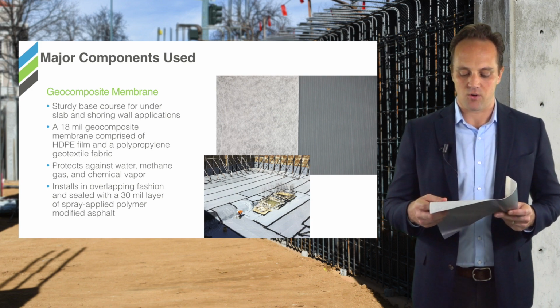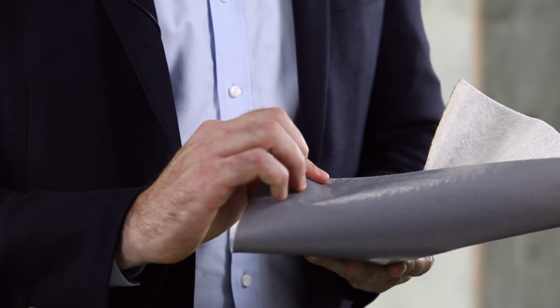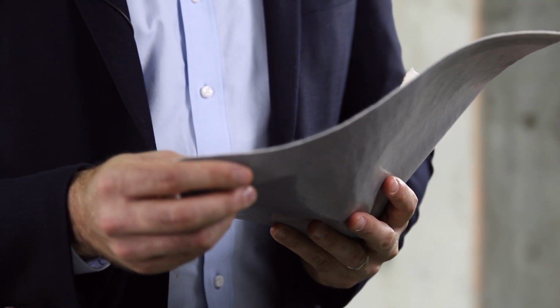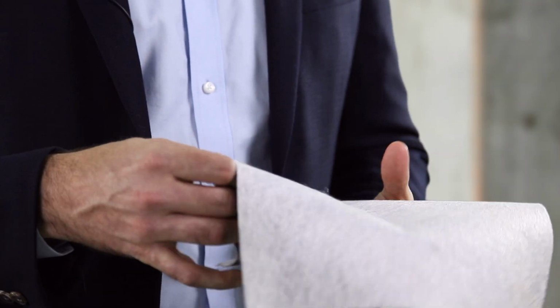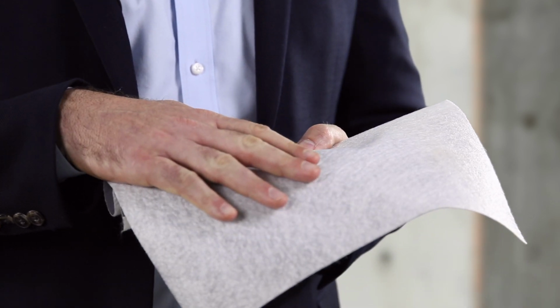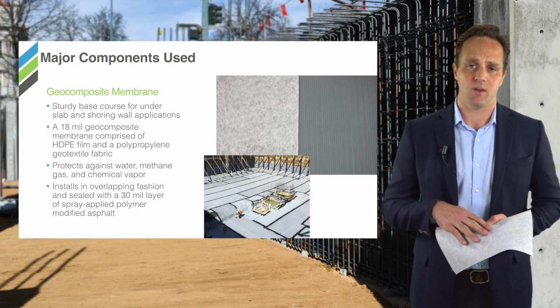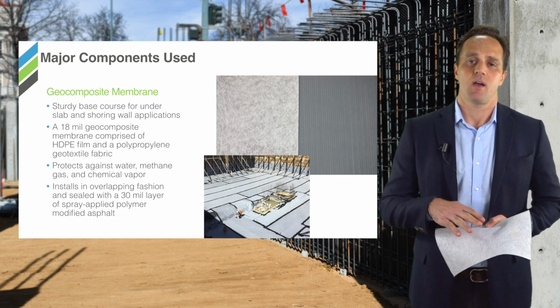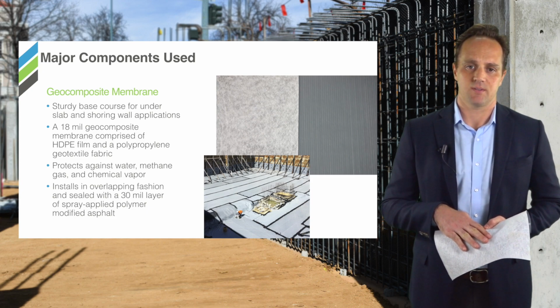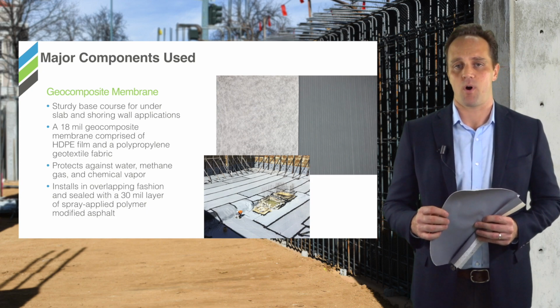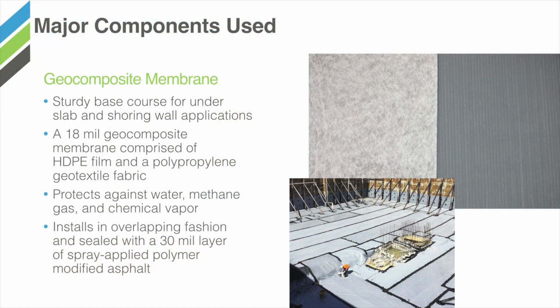provides a uniform substrate for the application of a polymer-modified asphalt membrane. When used as a protection course, the geotextile faces up, the HDPE faces down. When concrete is cast onto the geotextile fabric, a mechanical bond is created between the system and the overlying concrete surface. Not only does it protect against water, it's designed to protect against contamination and methane.